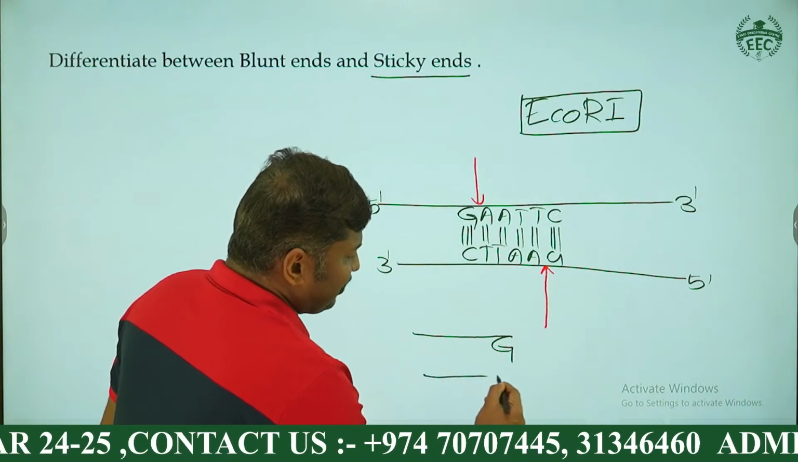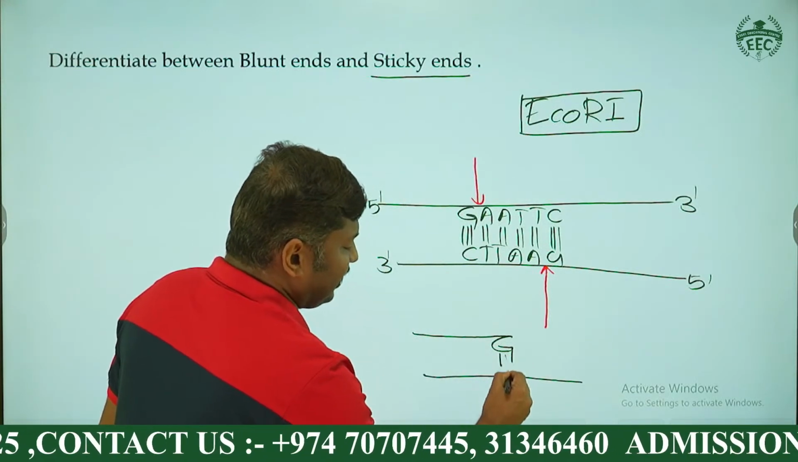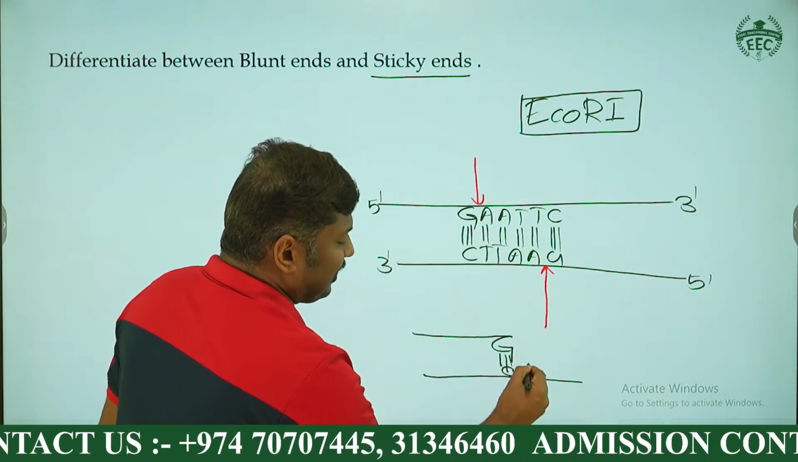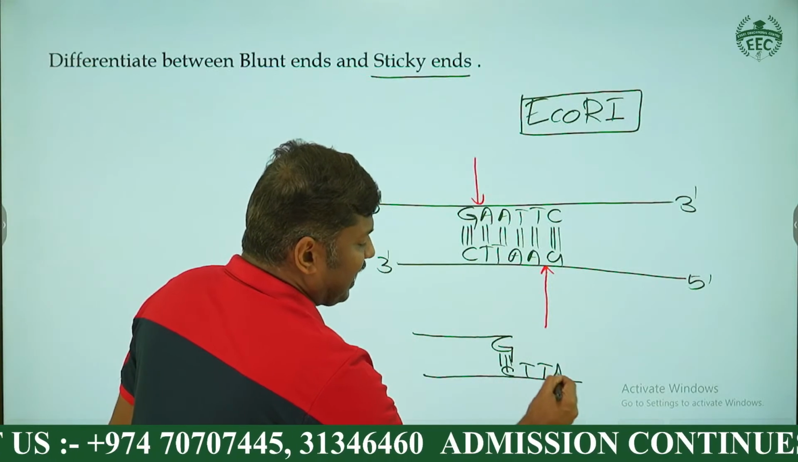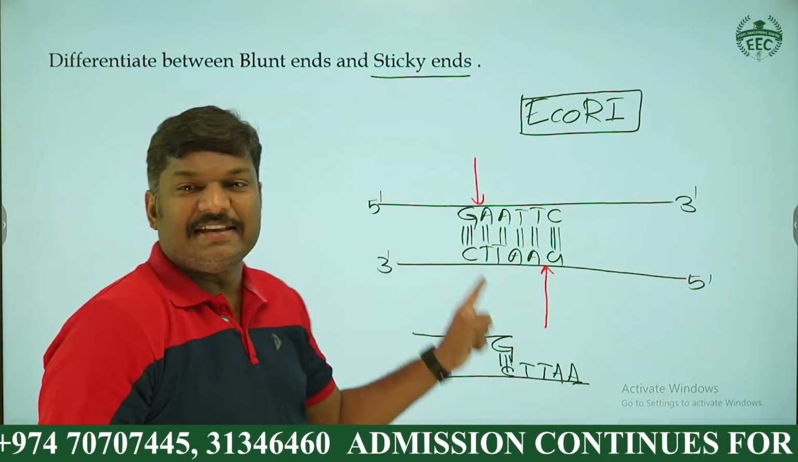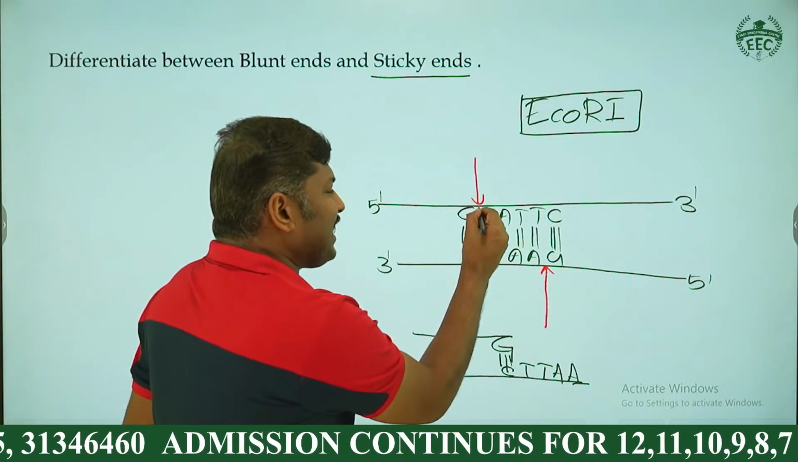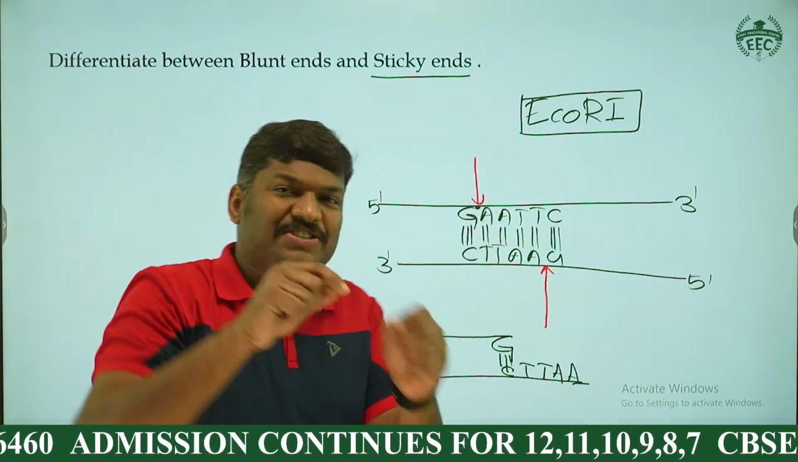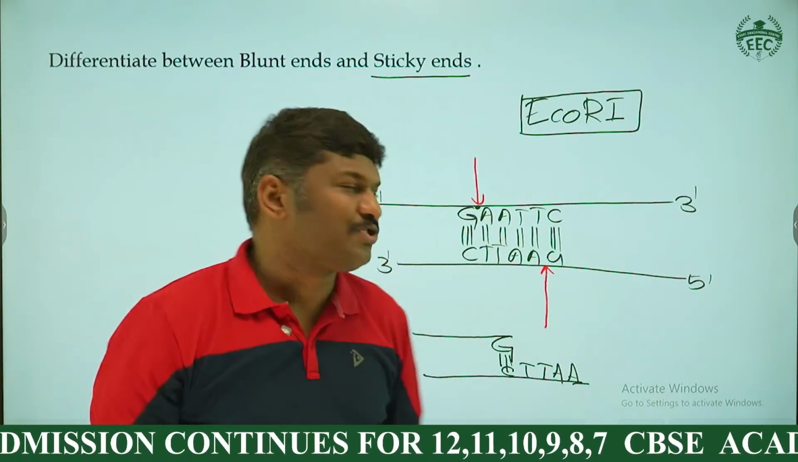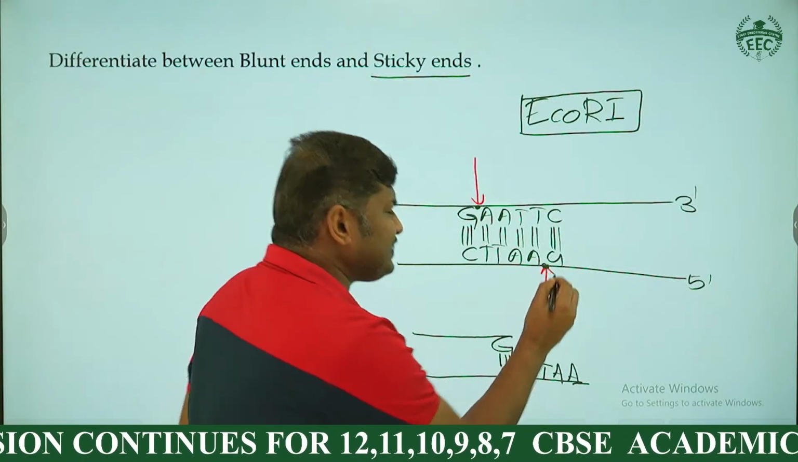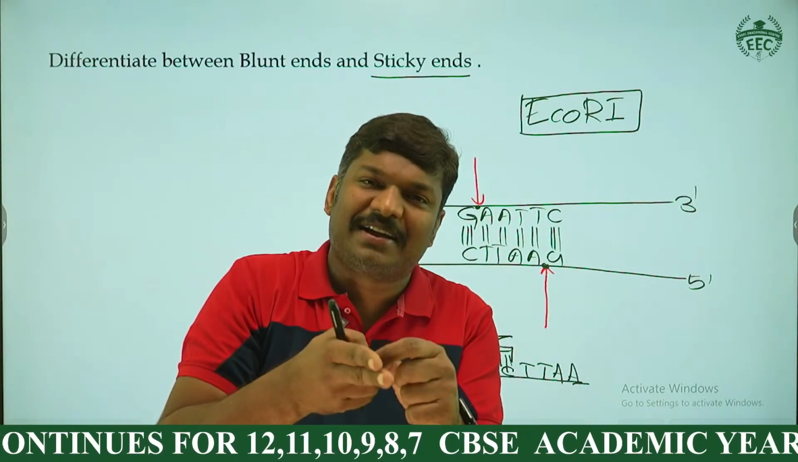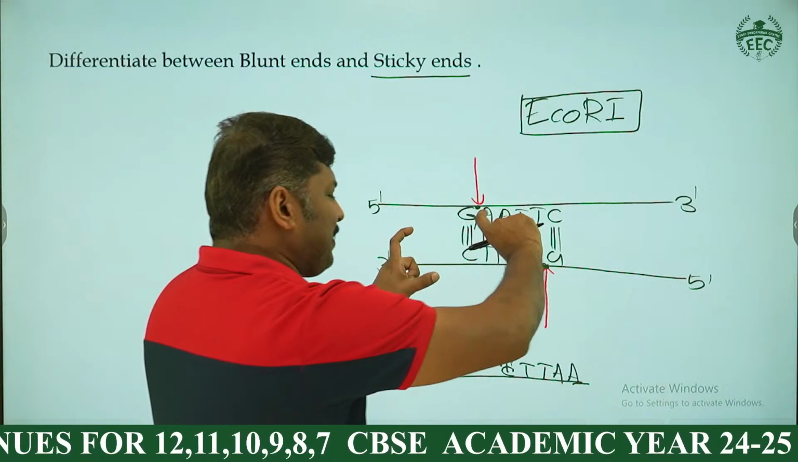And here you can see, G, triple bond, the C will be there, and T will be there, T will be there, A will be there, A will be there. And this is one sticky end. Okay, and this is the area where the restriction enzyme can cut the sugar phosphate backbone. So that's why the remaining part is removed.